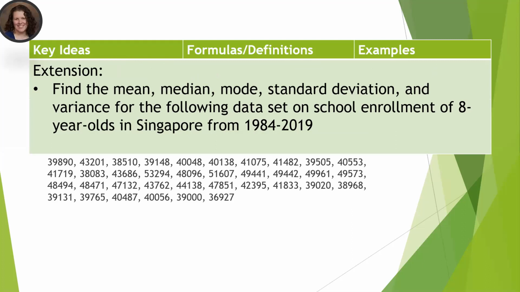So this, again, is the 8-year-olds in Singapore from 1984 to 2019, because it's all students over this specific set of time and not just a small sample of it, like the 8-year-olds at some of the schools instead of all of them, that you'd use the sample variance, standard deviation. But I'm telling you this is a population. Pause the video, try this on your own, and then come back and check your answers.